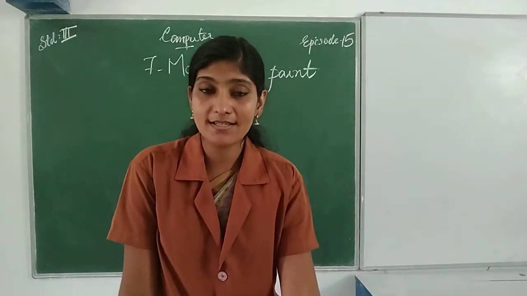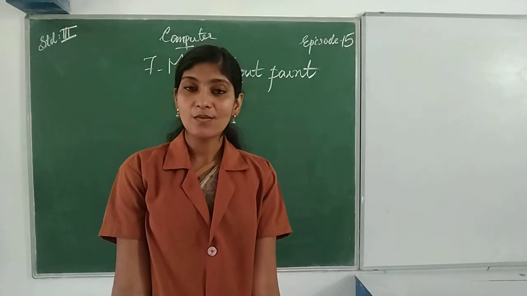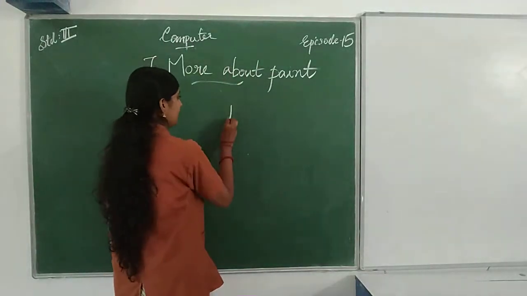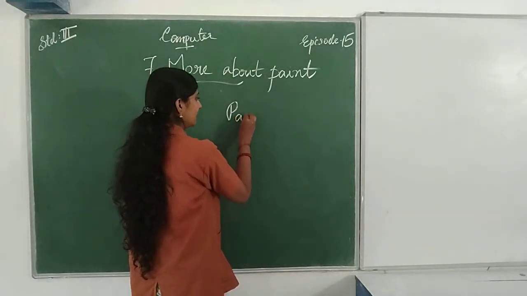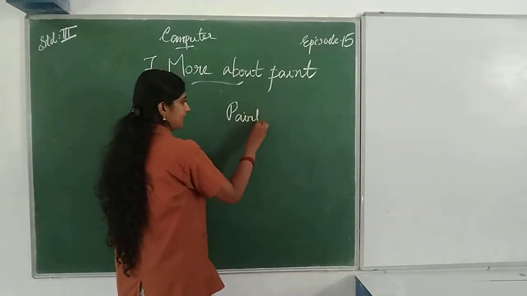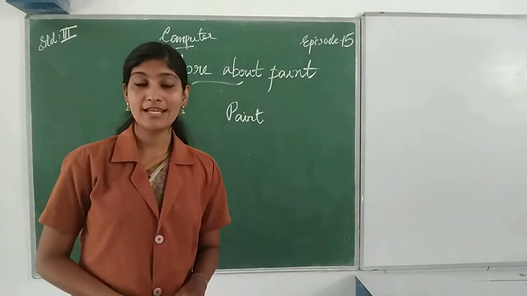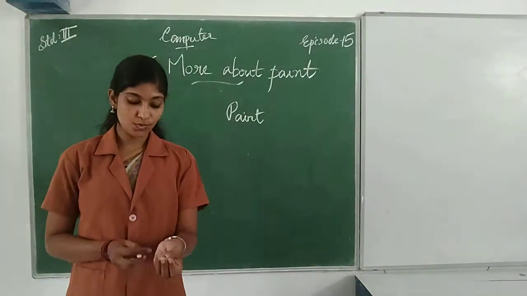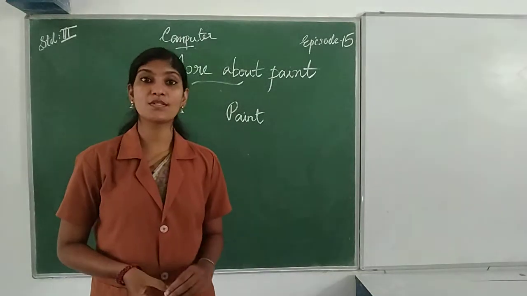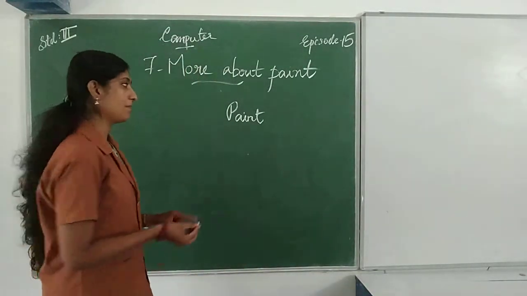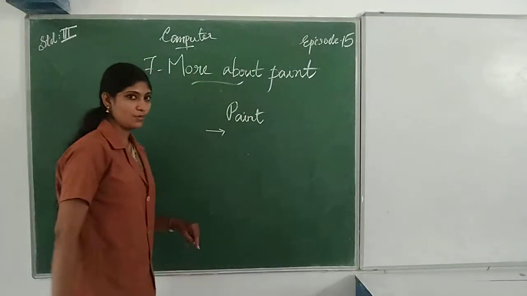Can you tell me what is a Paint software? Say, what is Paint? What is the spelling of Paint? P-A-I-N-T. That is Paint. Then, what is the use of a Paint software? Paint software is used to draw pictures. That is the use of a Paint software.